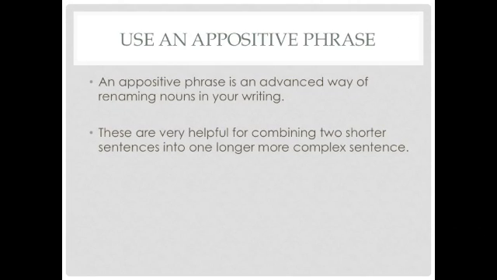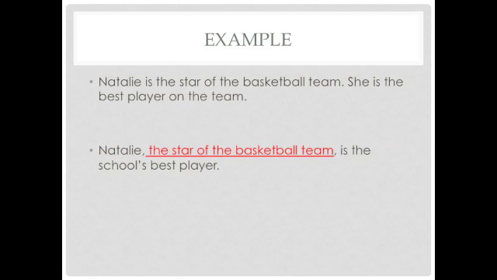Here's another method. It's called using an appositive phrase, and it's one of my favorites. An appositive phrase is an advanced way of renaming nouns in your writing. These are really helpful for combining two shorter sentences into one longer, more complex sentence. Let's take a look at an example.